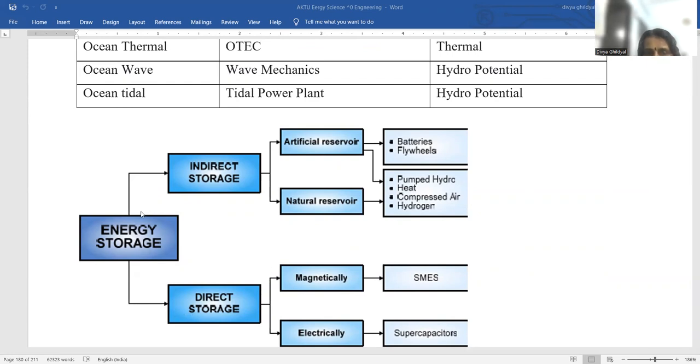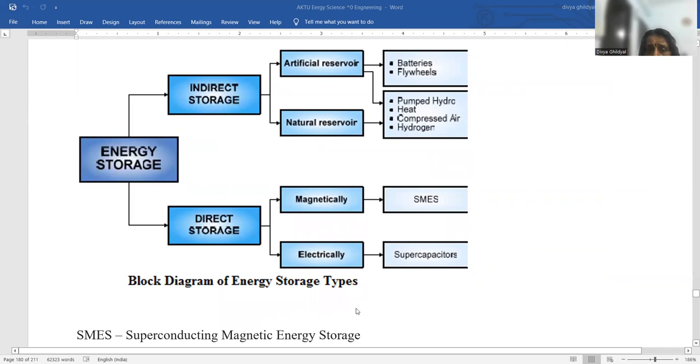See, energy storage can be direct ones, like magnetic ones, which can be superconducting magnetic energy storage. Electric ones can be supercapacitors. You must have done experiments in the lab and seen what a capacitor looks like. It is storing charge. It is storing energy.